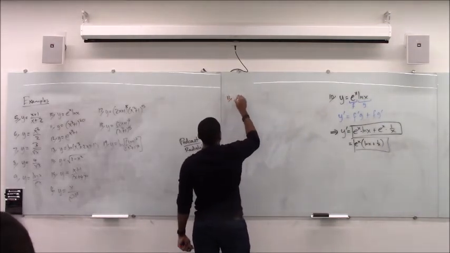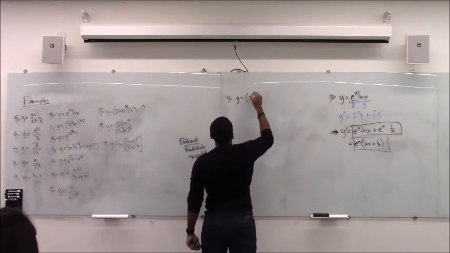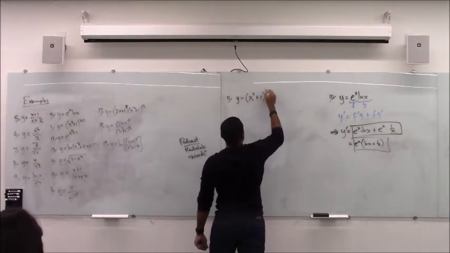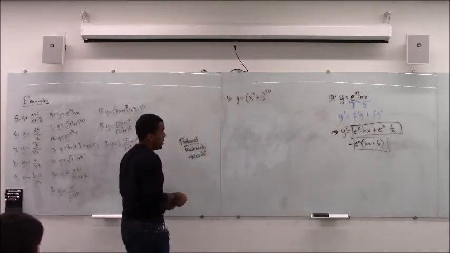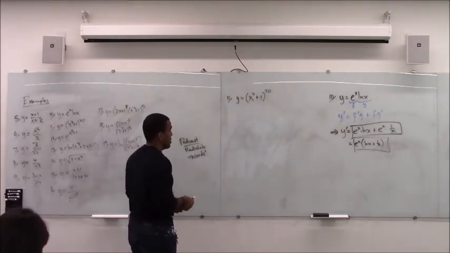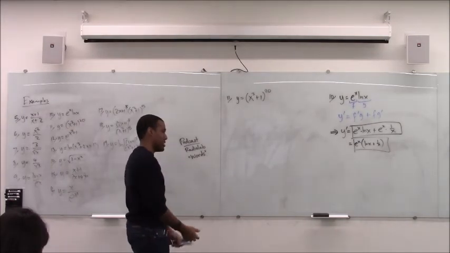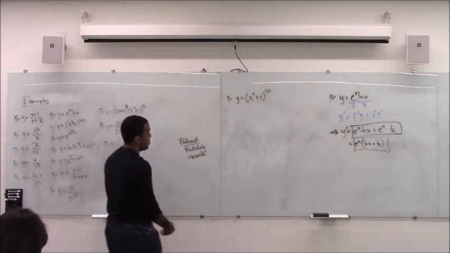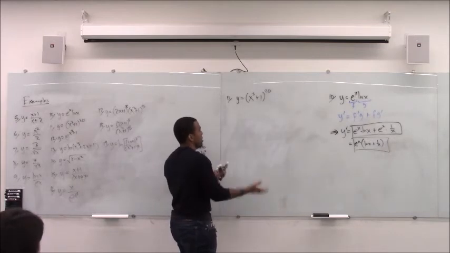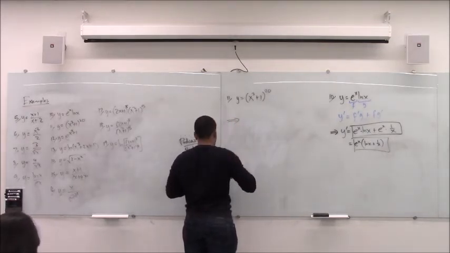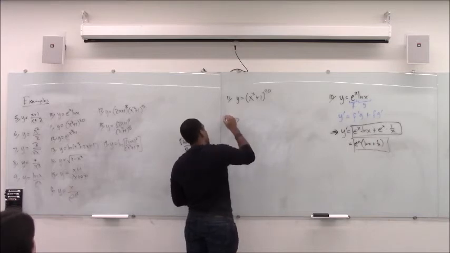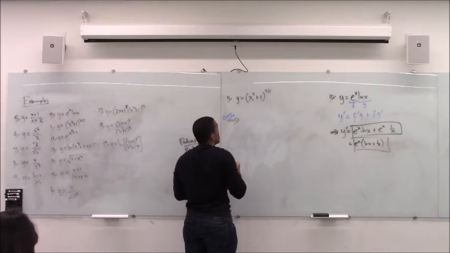11. How do you do that one? Chain rule, right? So you don't want to expand the 20th power. That's not going to be fun. But you notice that there's an inside and an outer function. So what we would do here is apply the chain rule. And how would it be applied here?